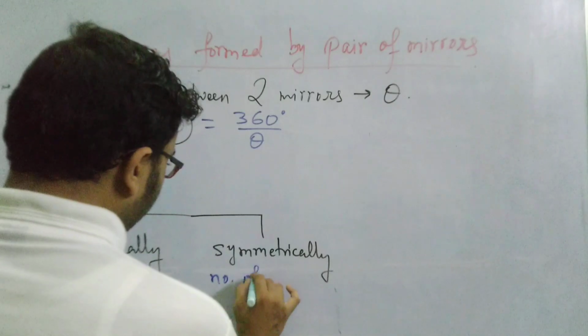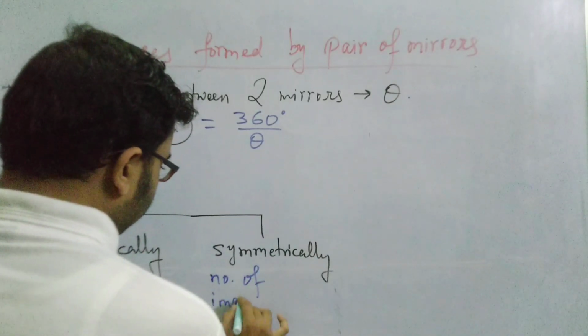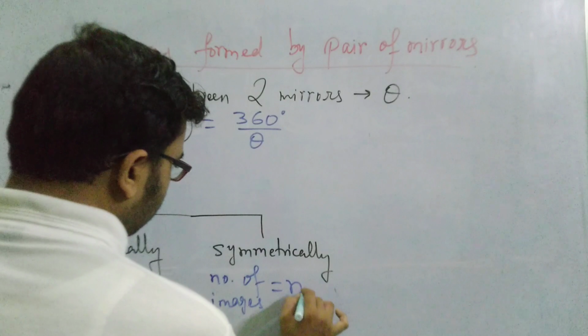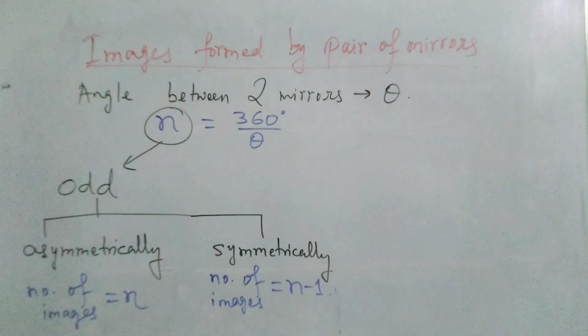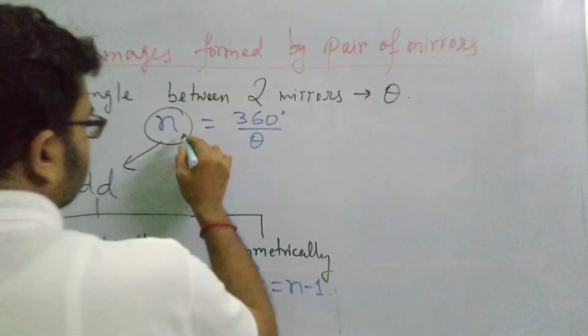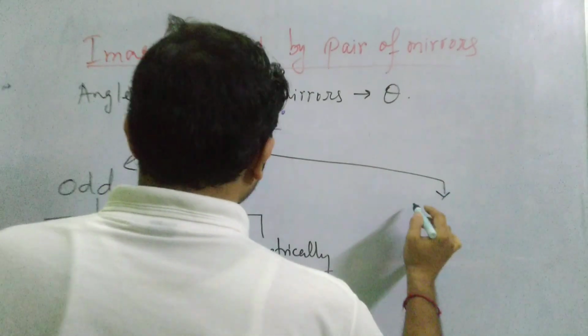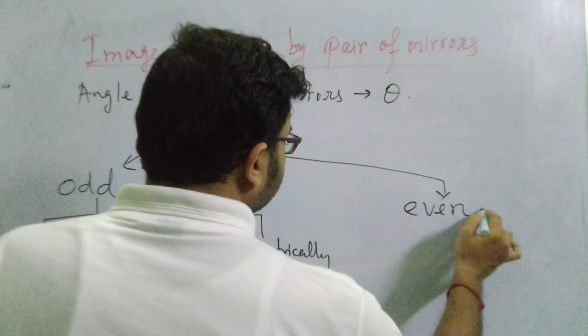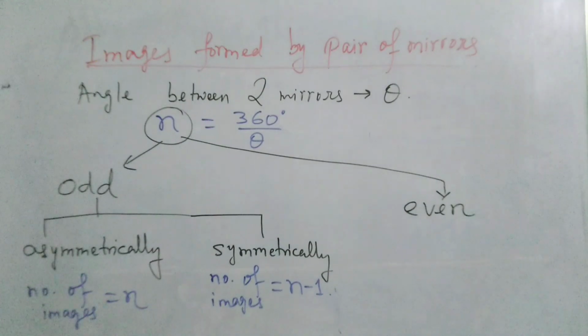So the number of images formed will be equal to n minus 1. I think the numerical formula is clear, and the second part of the formula says that when n is even, it need not be seen whether the object has been kept symmetrically or asymmetrically. In both cases, the number of images will be the same.